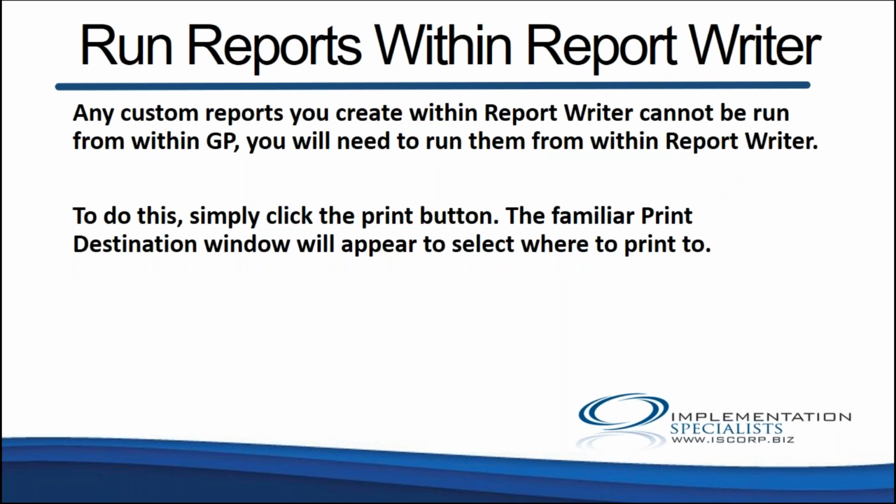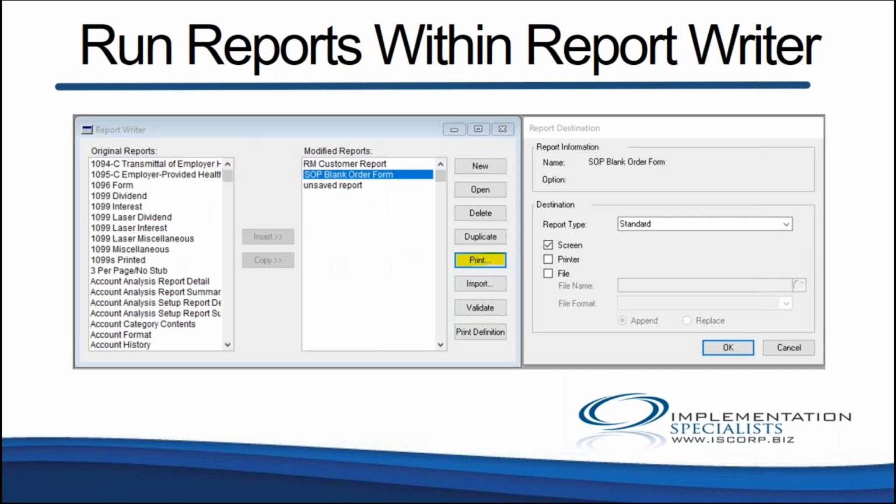And as I showed you here, when you click on the print, it'll bring up that familiar report destination window: screen, printer or file. Select where to print it and then click the print button, or the OK button, excuse me, here. And that will print that for you.